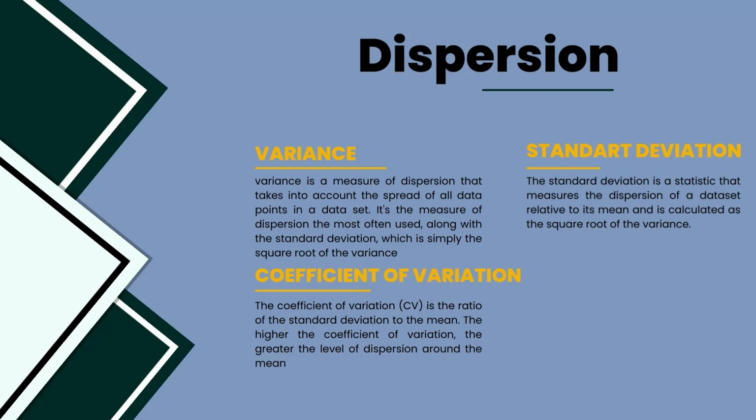The standard deviation is a statistic that measures the dispersion of a data set relative to its mean and is calculated as the square root of the variance. The third one is the coefficient of variation. The coefficient of variation is the ratio of the standard deviation to the mean. The higher the coefficient of variation, the greater the level of dispersion around the mean.